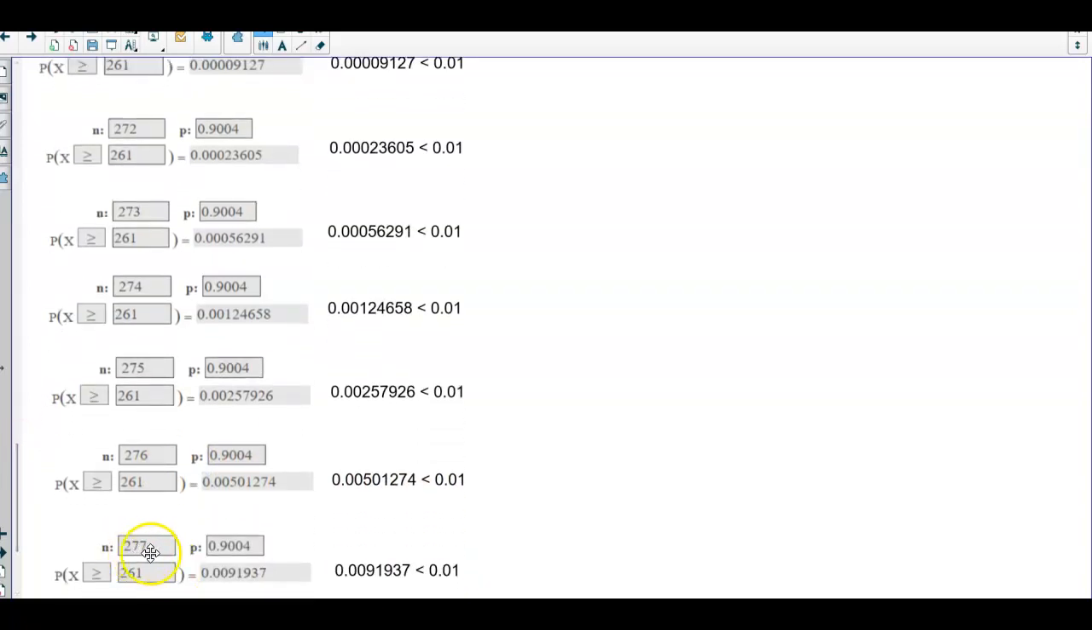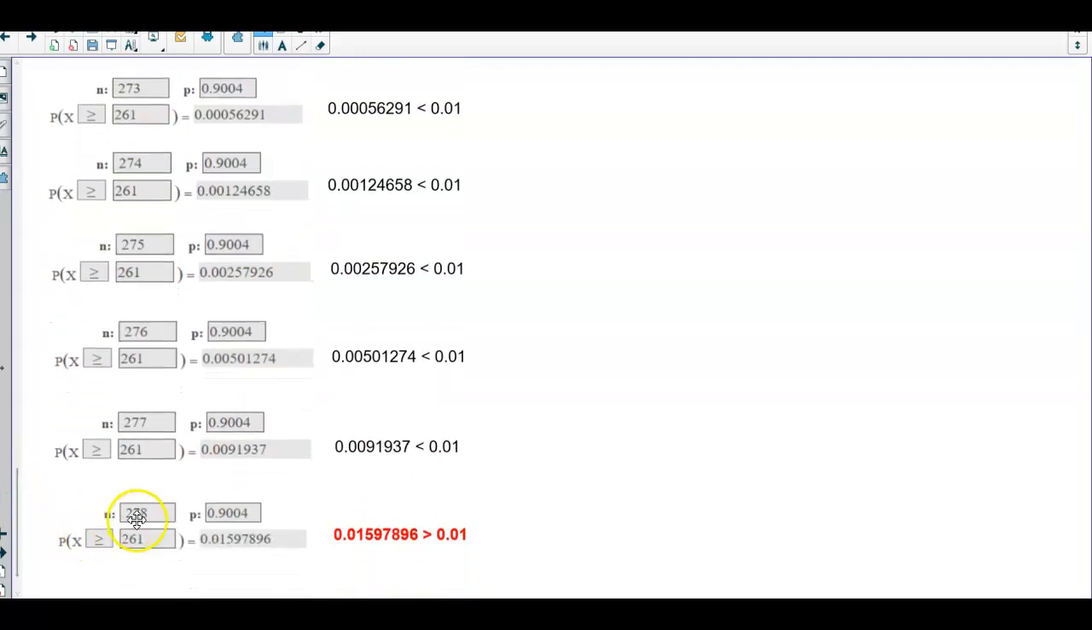If you take a look at 277, we get 0.009, which is still below 1%. And then when we get to 278, you can see that this 0.015 is going to be greater than the 1%. So it's anything up to 277 that is going to be below 1%.